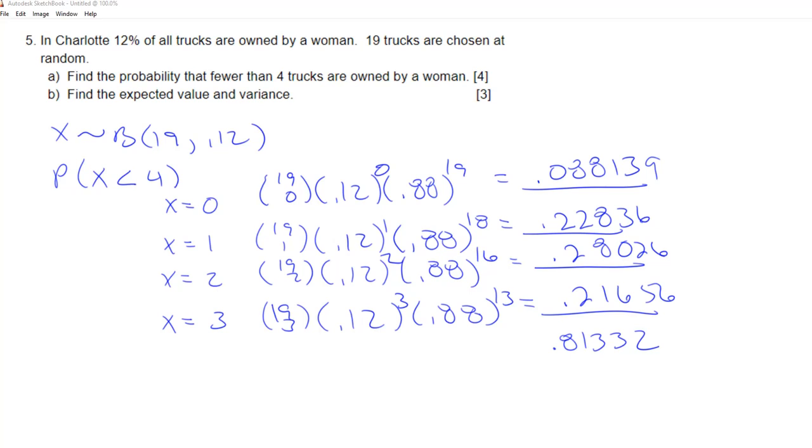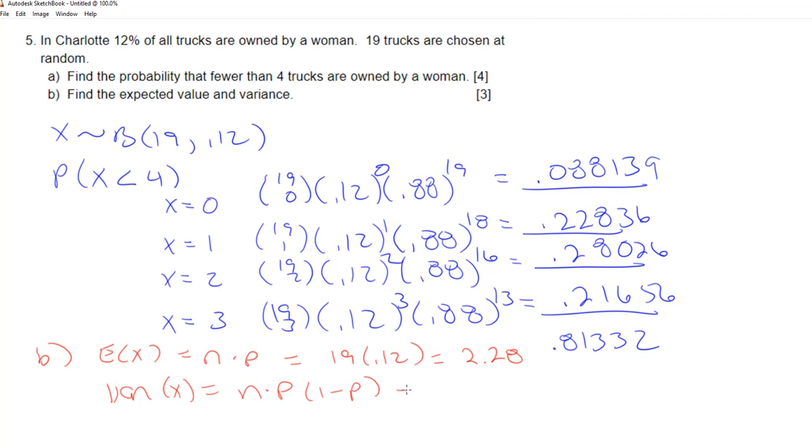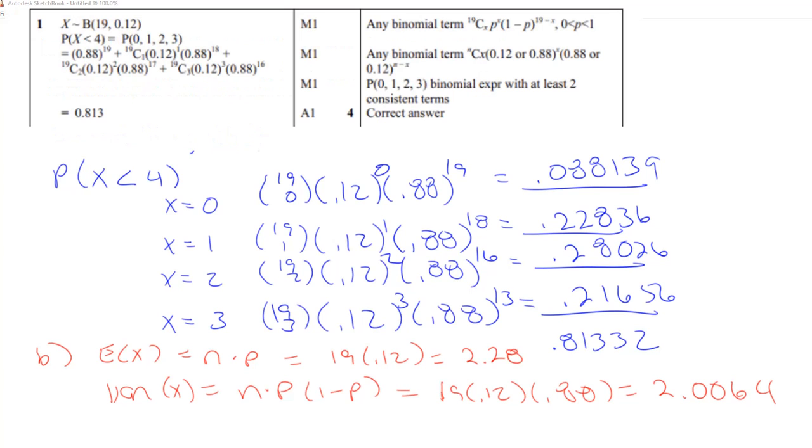All right, so now it wants us to find the expected value and the variance. So the expected value for a binomial is n times p, so that's 19 times 0.12, and that's going to give us 2.28. And then to find variance, all we've got to do is multiply n times p times the probability of failure, which is just 2.28 times 1 minus p, or 0.88. And that's going to give us a variance of 2.0064.